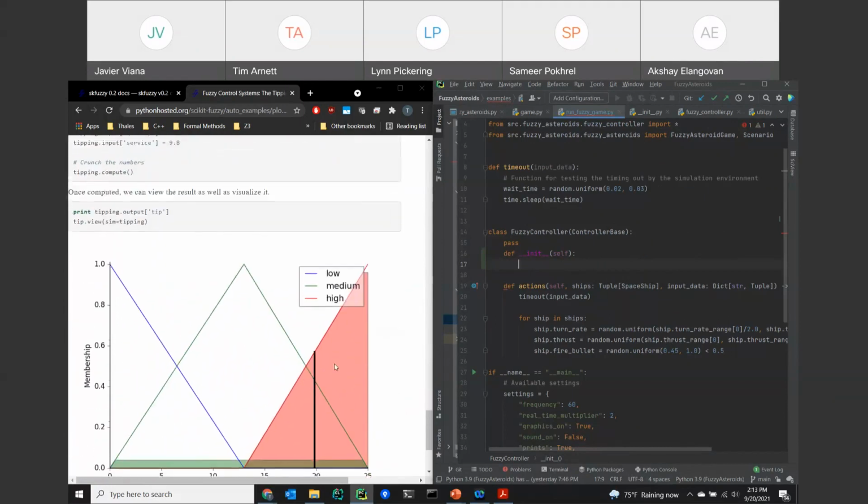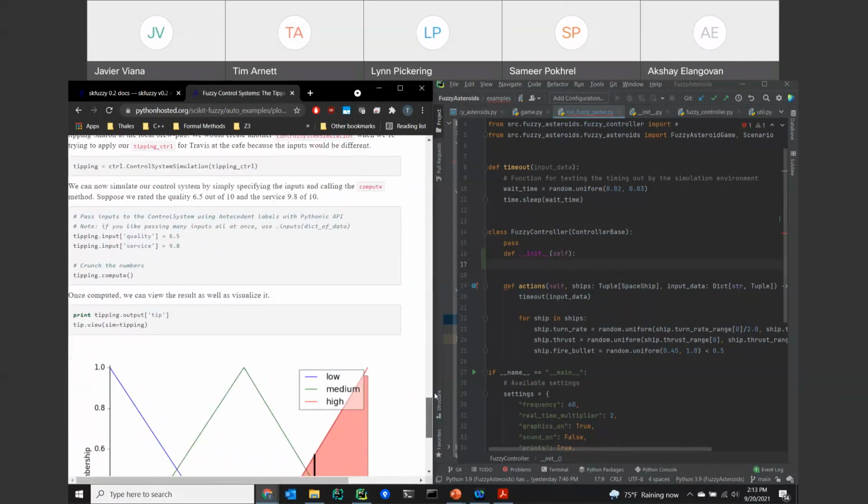Oh my God. My mouse wheel is possessed. I apologize.